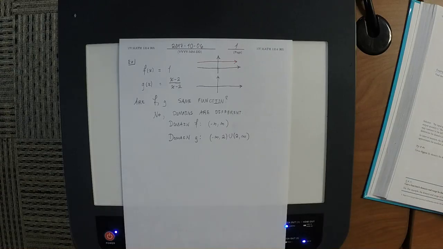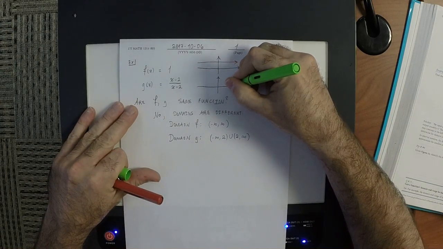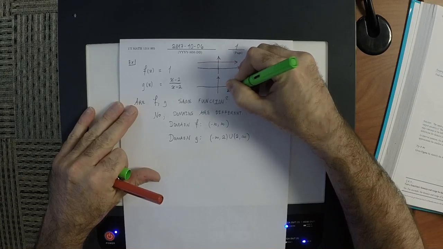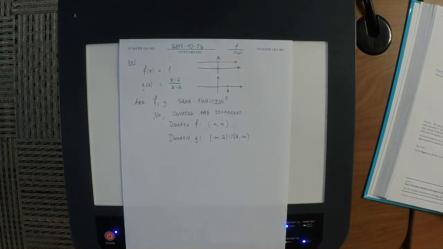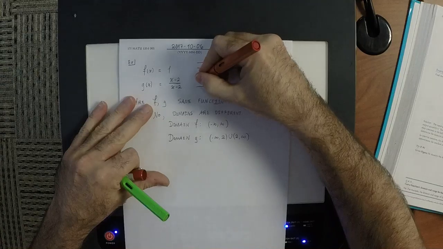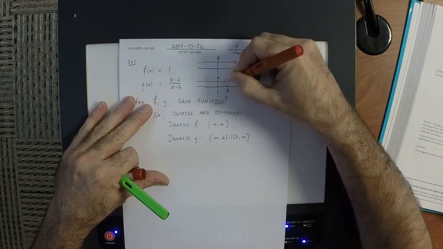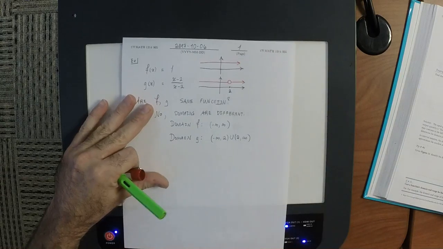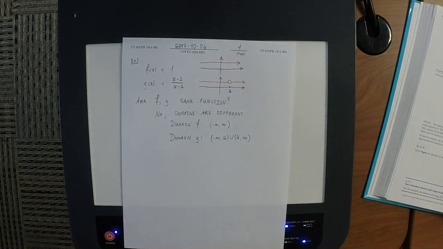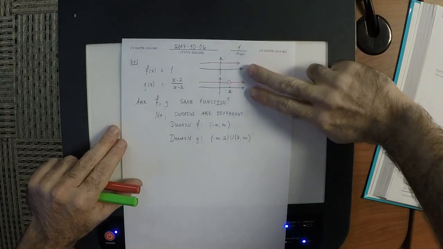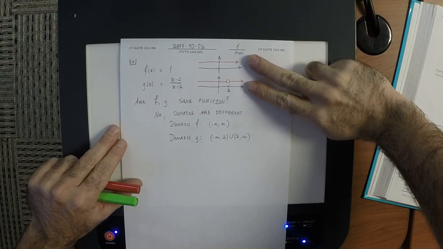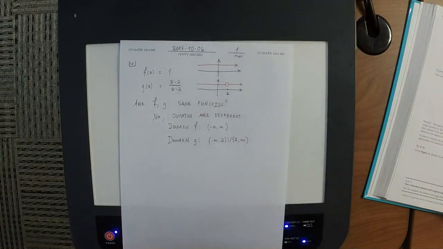What's going to happen is that at this position, 2, you can't input a 2, so the function will look like something like that. And so then I can phrase the question like this. Consider these two pictures. Are they the same picture? Not the same picture. So these are not the same function.